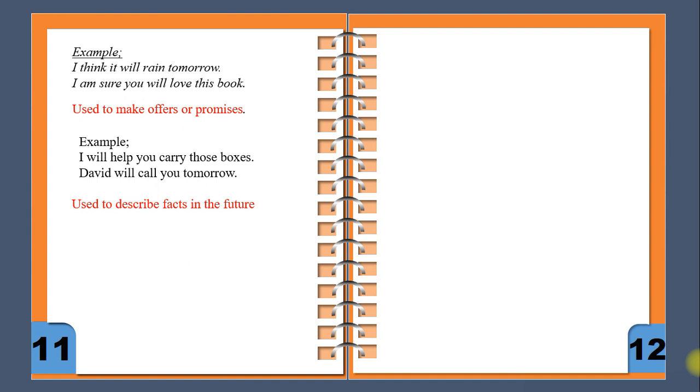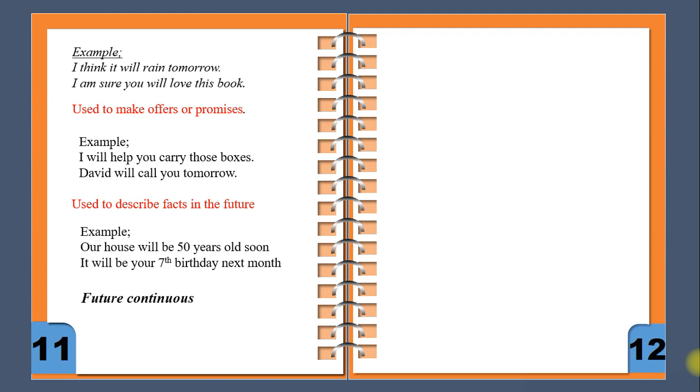And it is used to describe facts in the future. For example, our house will be 50 years old soon. So this is a fact in the future. And it will be your 7th birthday next month. This is also a fact in the future.